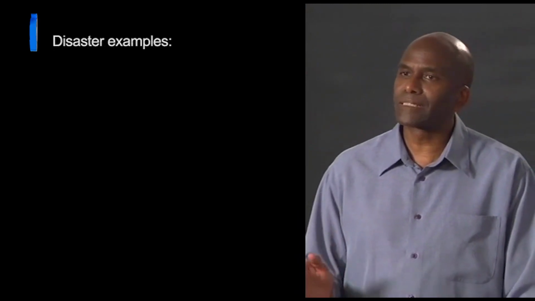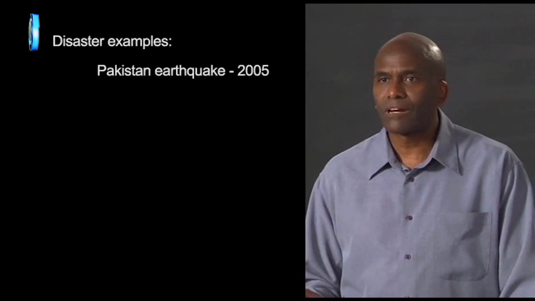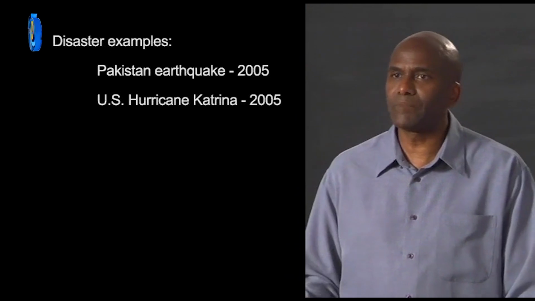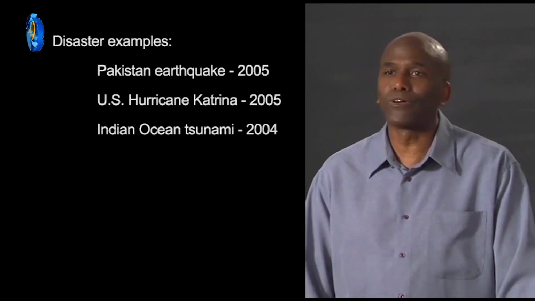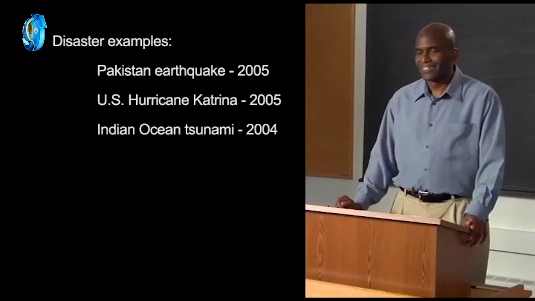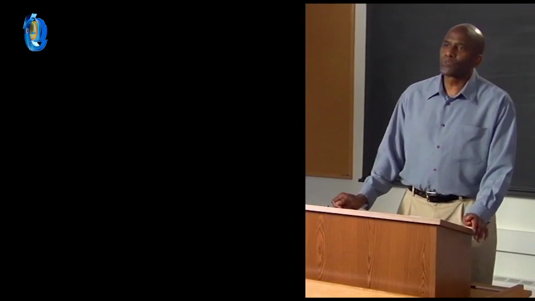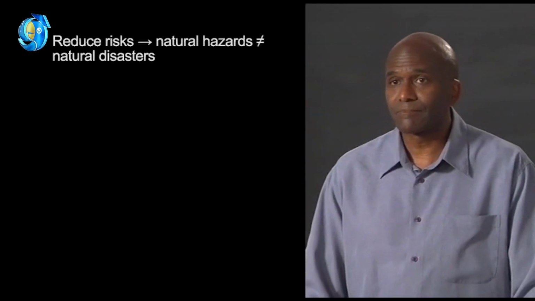By the same token, we know they can create terrible disasters in which many people die and widespread damage is sustained. Three prime examples of this are the earthquake in Pakistan in 2005, Hurricane Katrina in the US in the same year, and the tsunami in the Indian Ocean in 2004. Now, all of you remember those, don't you? Well, today we'll examine ways to reduce our risks from natural hazards so they don't become natural disasters.